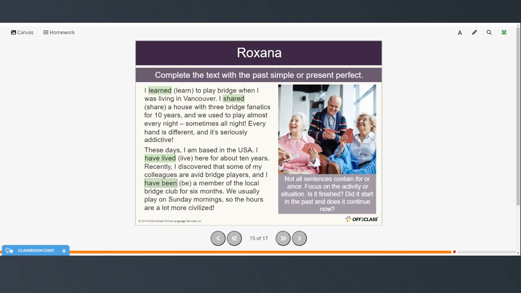So here, we'll start with this one. This is simple past because she learned to play bridge at a point in the past, and so the learning has been completed. Also, sharing the house. That went on for 10 years, but she doesn't still share the house with these people. So that is a finished action as well. So we use simple past.